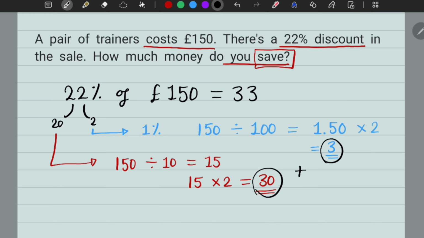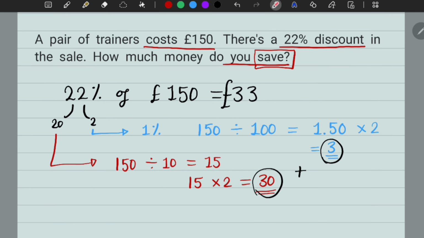As we had a worded problem, this problem was in context. So 33, what does that mean? That is how much you save. So I need to give it units as well. It is £33. Now, do you see how breaking up my percentage into smaller pieces and building it together like building blocks makes it so much easier to find percentage?